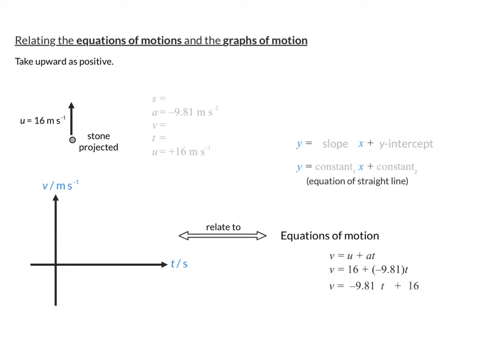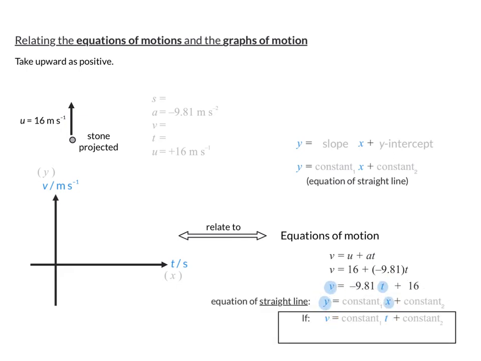Now pay attention. Since the vt graph has v on the y-axis and t on the x-axis, v is just like y and t is like x. So if v can be written as a constant times t plus another constant, that is the equation of a straight line, then the vt graph is a straight line. And you see, this is indeed the case here. v equals a constant times t plus another constant. So according to this, the vt graph must be a straight line.